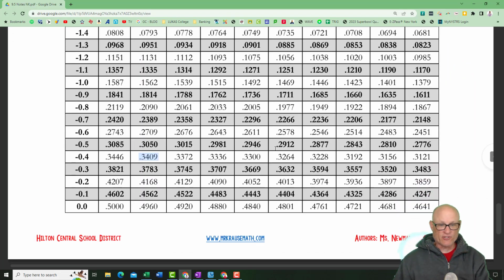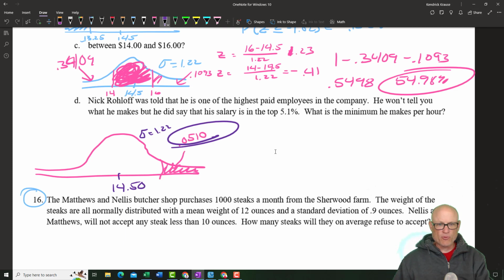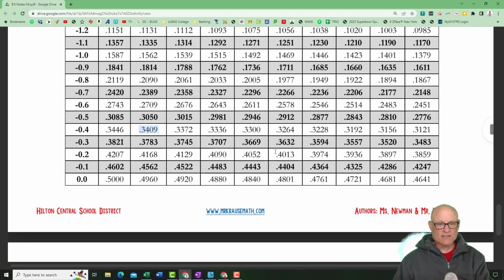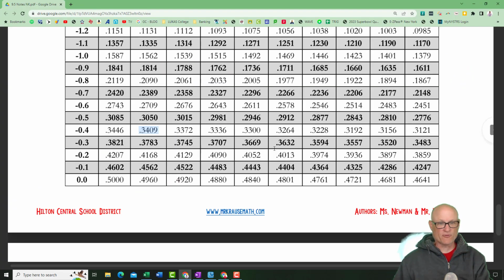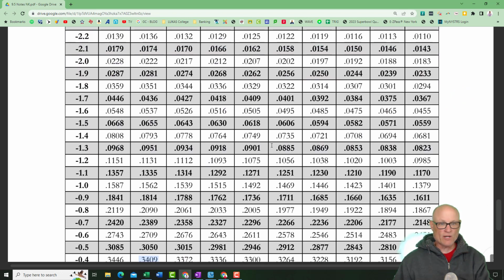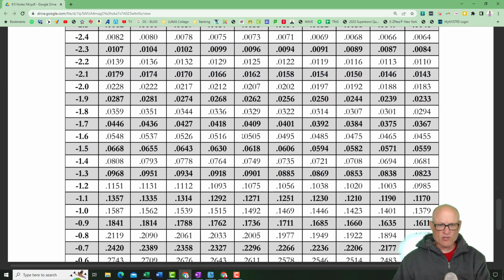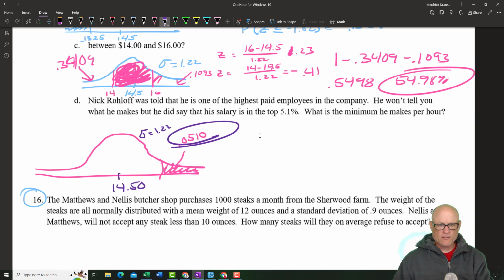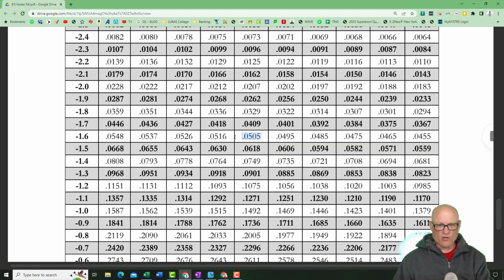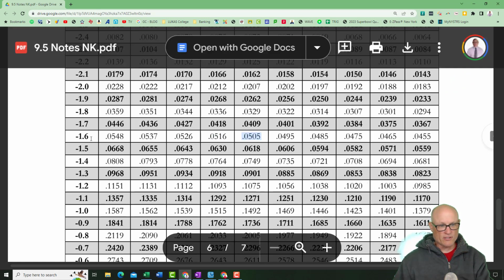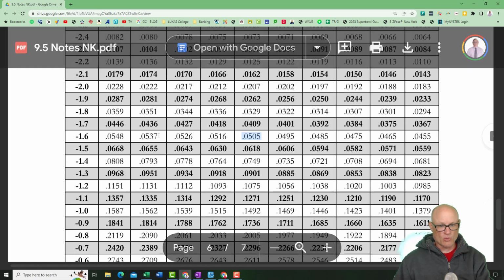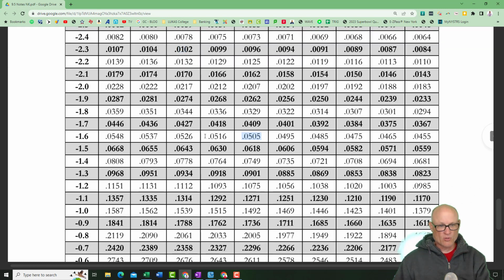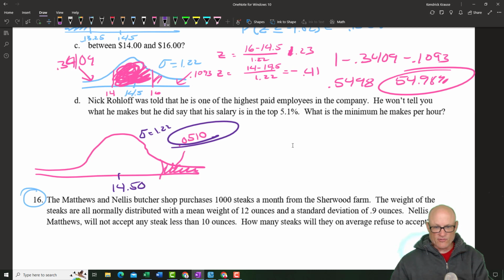So when I give you a percentage, you get to go play Where's Waldo. So 0.05. Be careful. 0.05 is going to be way up here. 0.0505, 0.051. So it's between one of these two, but this one is closer. So 1.6, 0.04. 1.64. So I get a z-score of 1.64.